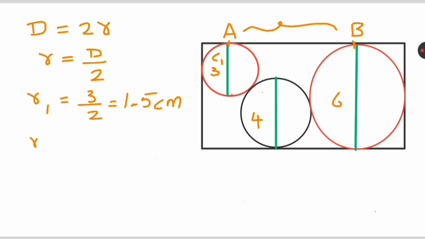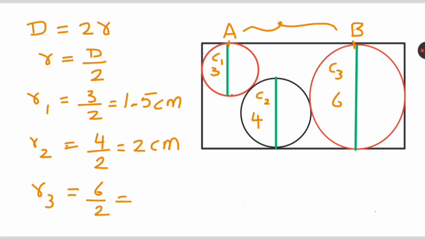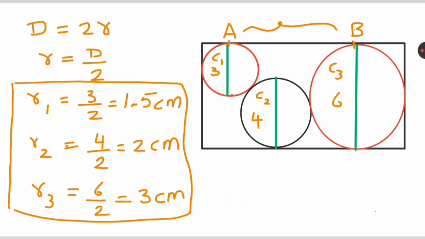For circle 2, the diameter is 4 centimeters. From the diameter, we can find the radius. So the radius is 2 centimeters. For circle 3, the diameter is 6 centimeters. According to the given information, we found the radius of the 3 circles. Let's see how to solve for the AB distance.